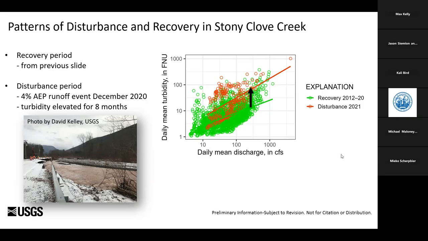The photo on the left here shows some of the damage done in Stony Clove Creek, where part of Route 214 was washed away. This was also the location of one of our monitoring sites, which was no longer there after the storm. And so you can see the turbidity here. There was a lot of damage in the watershed. So we want to take a little bit more of a deeper look at what happened during that storm in the watershed.